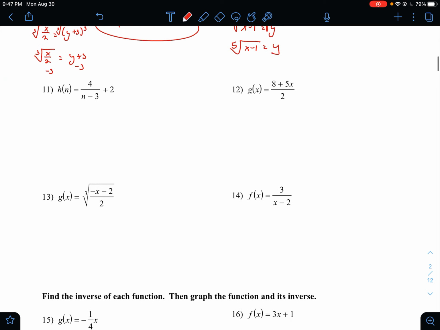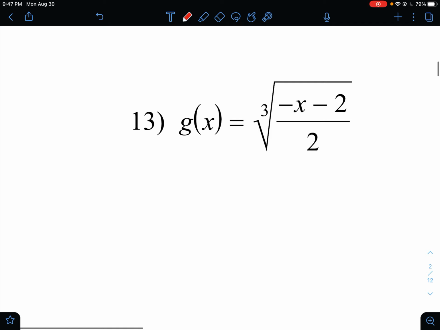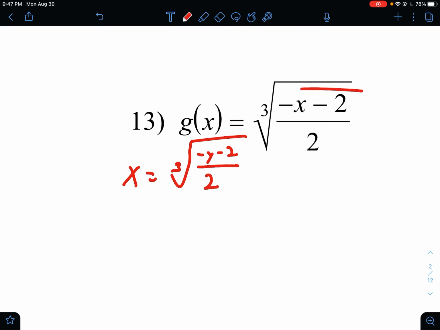And then I've done a lot of examples like these so far. So let's go ahead and try 13. So we can go ahead and do x equals the 3rd root of negative y minus 2, all over 2. Sorry, I was skipping step 0 there. So in this case, you do want to cube right away. And the reason you can cube right away is because literally this entire side is in the cube root. Okay, so I'm going to cube both sides.